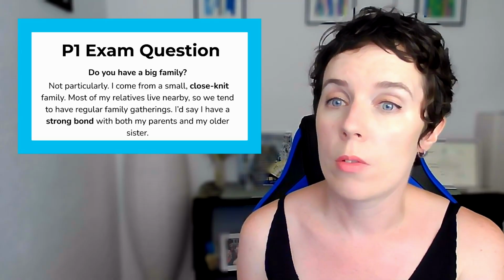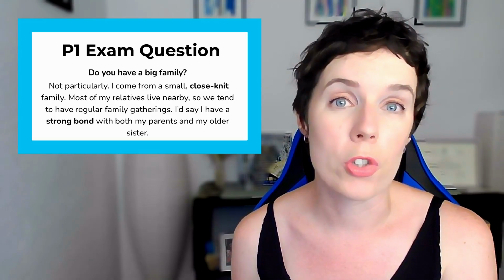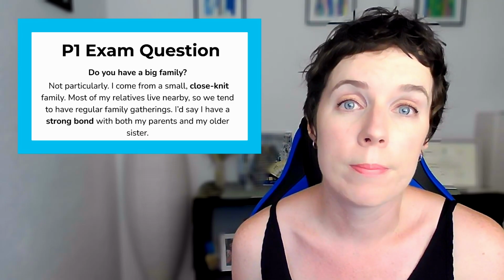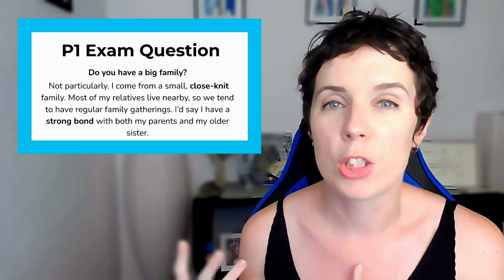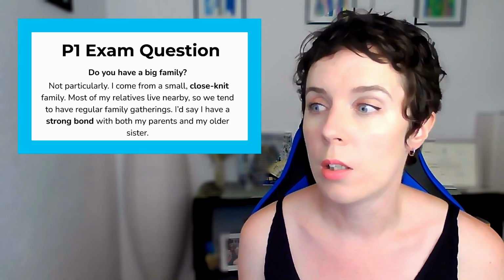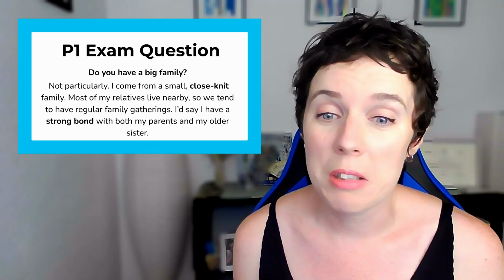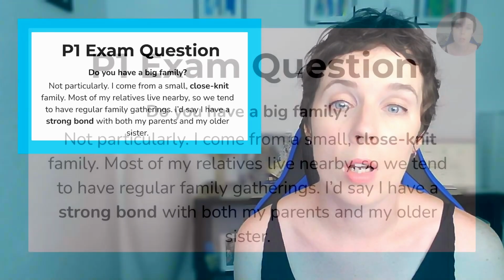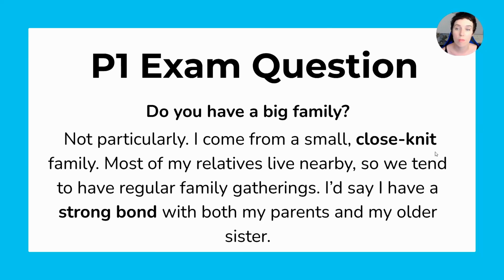So an example of a speaking part 1 question, they might just ask you, do you have a big family? Okay, so how are we going to get some of these collocations in here? So you could say, not particularly. I come from a small, close-knit family. Most of my relatives live nearby, so we tend to have regular family gatherings. And I'd say I have a strong bond with my parents and my oldest sister.